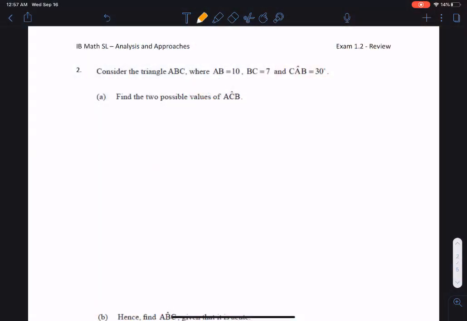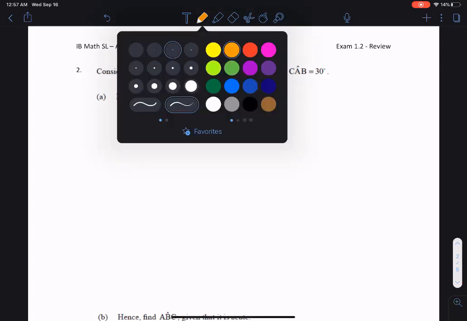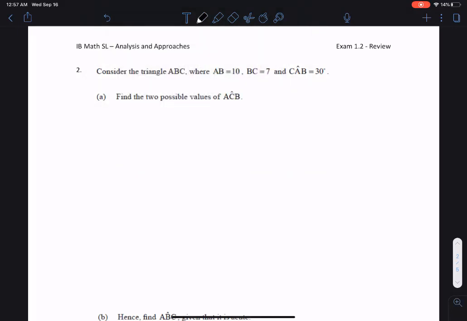Okay, so we're on number 2. Consider the triangle ABC, where AB is 10, BC is 7, and the angle CAB is 30. Find 2 possible values of the angle ACB. All right. So there's 2 ways we can draw this triangle, at least.